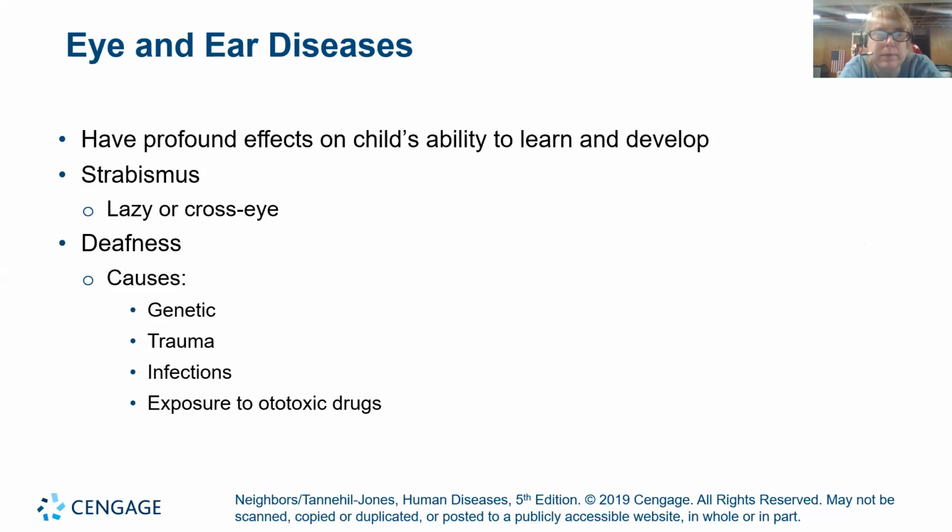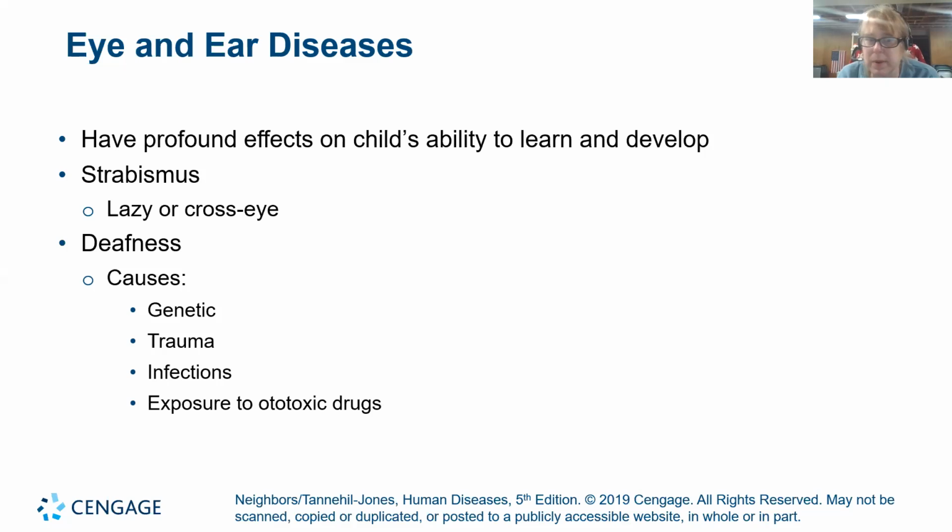So rule of thumb, when we are counseling parents, do not give them any aspirin products to lower a fever. Eye and ear diseases, we talked about this before, can have a profound effect on a child's ability to learn and develop. So that's why they are screened very early and they are treated very early. If a child has strabismus, remember we talked about that lazy or cross eye, their good eye is covered and their bad eye is trained.